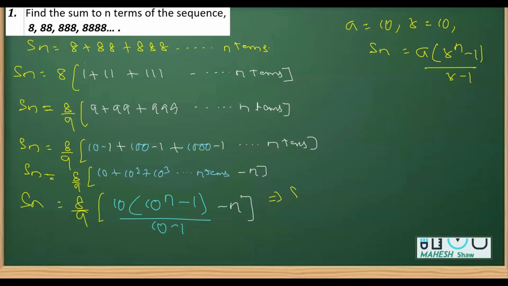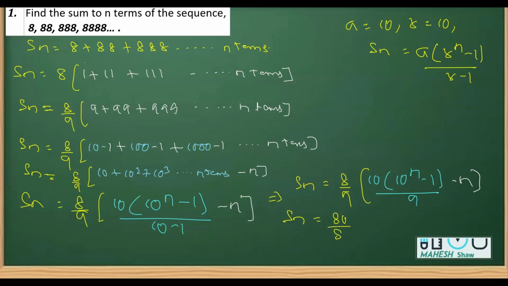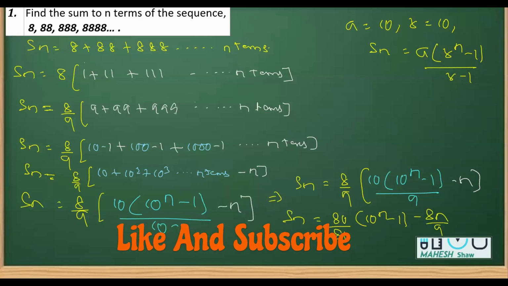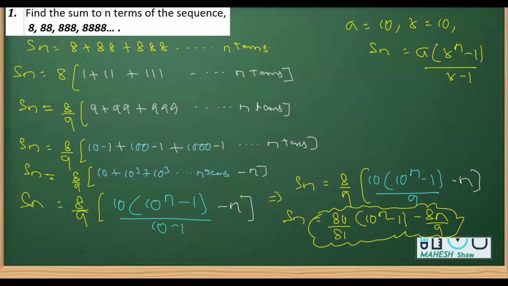We can simplify it further. I can continue to write Sn is equal to 8 over 9, and inside we have 10 into 10 raised to the power n minus 1 over 9. And if I take LCM, or what we can do here, we can open the bracket. That's another way we can solve it. So if I open this outside bracket here, this 8 by 9 is going to be multiplied. So multiplying with this, I'm going to get 80 over 9 into 9, which is 81, times 10 raised to the power n minus 1. And when this is multiplied by this, it is going to be 8n over 9. So we can declare the answer to be here. This should be our final answer.